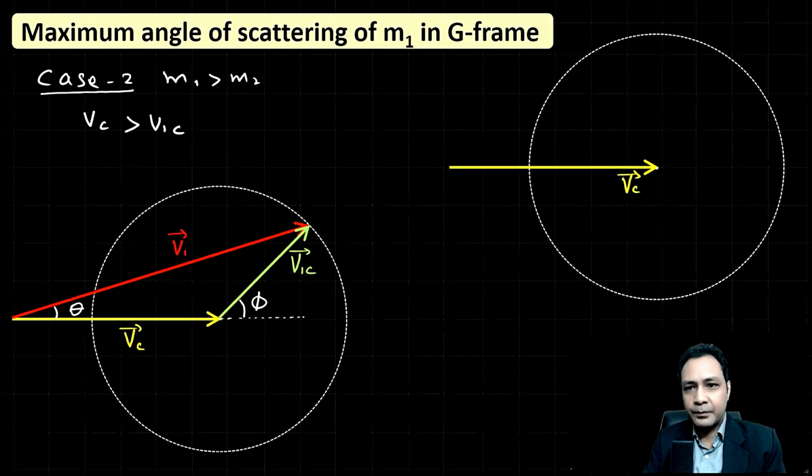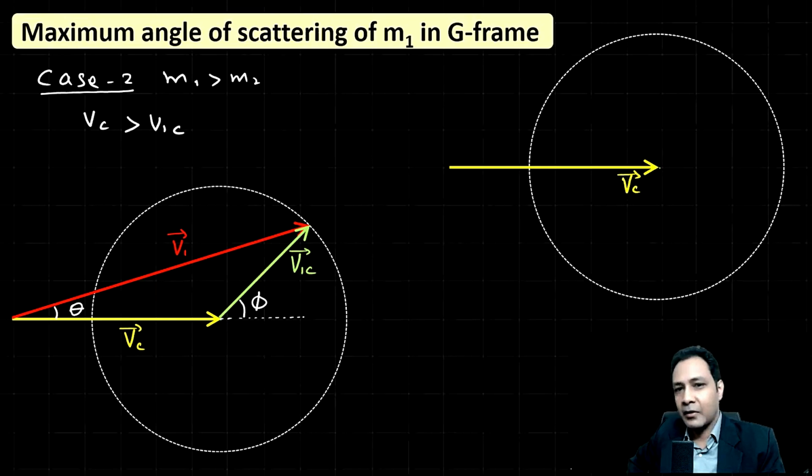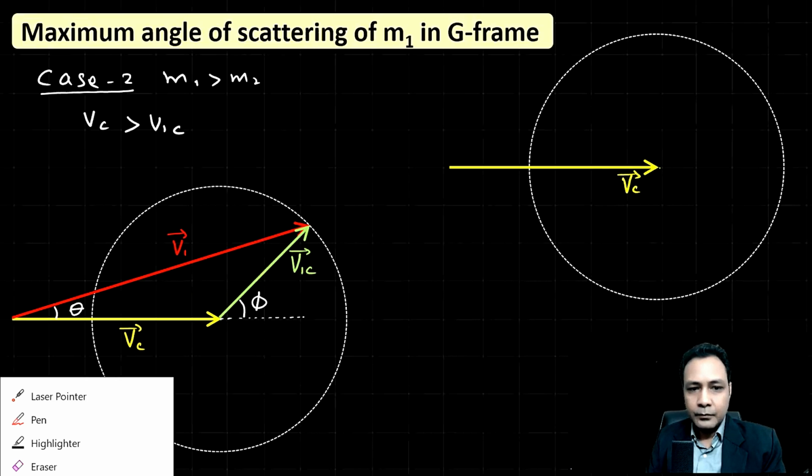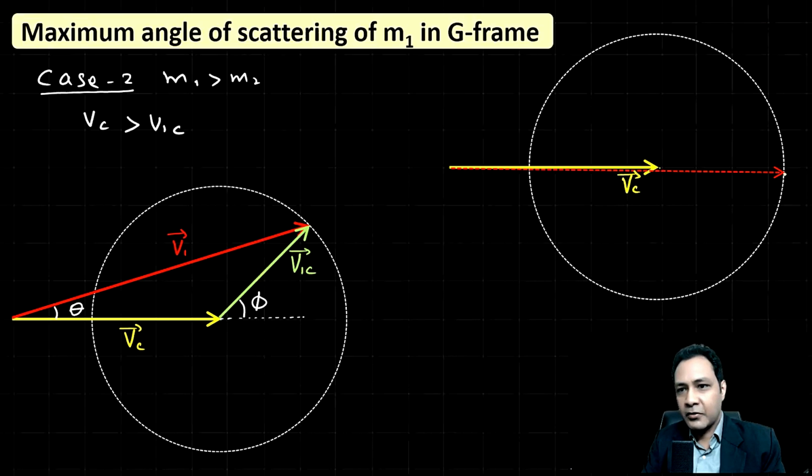This is VC. The V1C vector would be such that its tail is at the center of the circle and its head could be at any point on the circle. In this diagram, the head of V1 is at the head of V1C and the tail of V1 is at the tail of VC. So the V1 vector's tail is at the tail of VC and the head is at the periphery. So there are various possibilities of the V1 vector, like this one here.